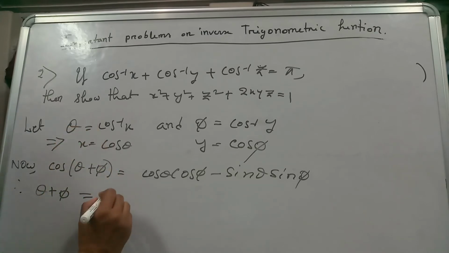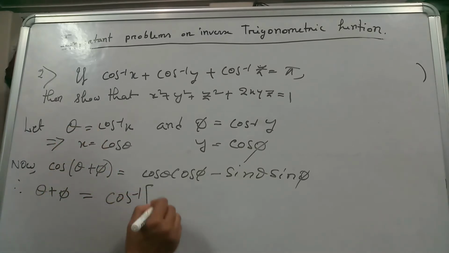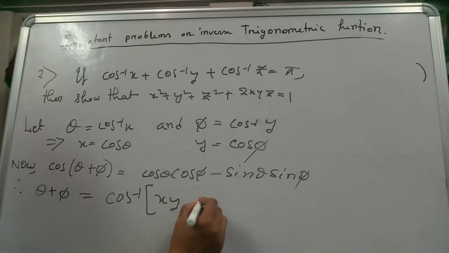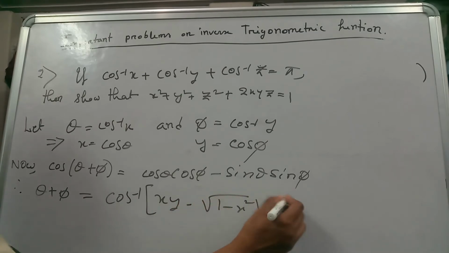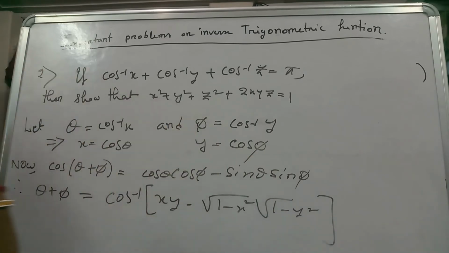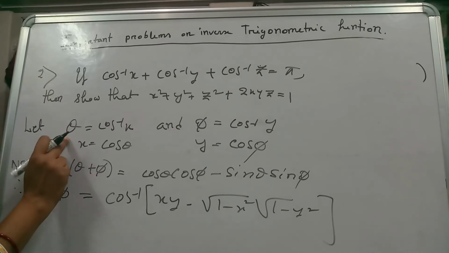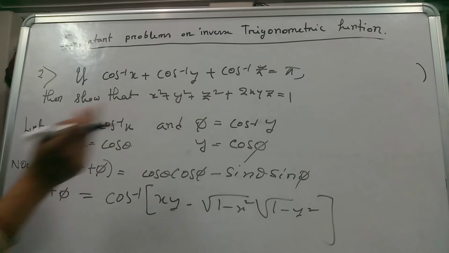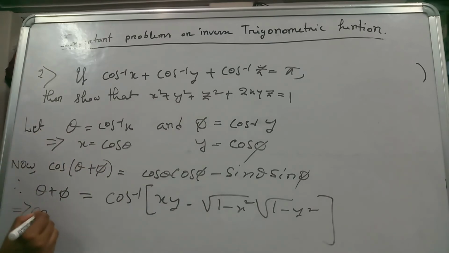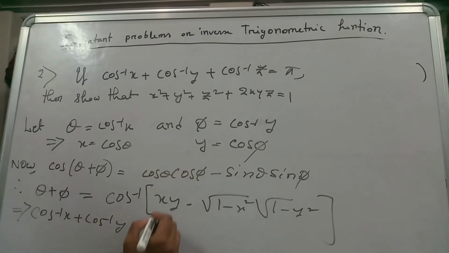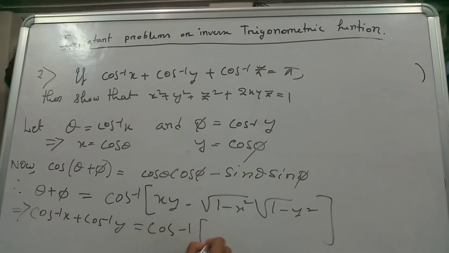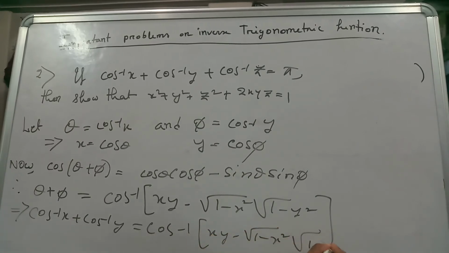Therefore theta plus phi equal to cos inverse of xy minus root over 1 minus x square root over 1 minus y square. Again theta equal to, we know, cos inverse x, and phi equal to cos inverse y. Therefore here we can write cos inverse x plus cos inverse y equal to this expression, that is cos inverse of xy minus root over 1 minus x square root over 1 minus y square.